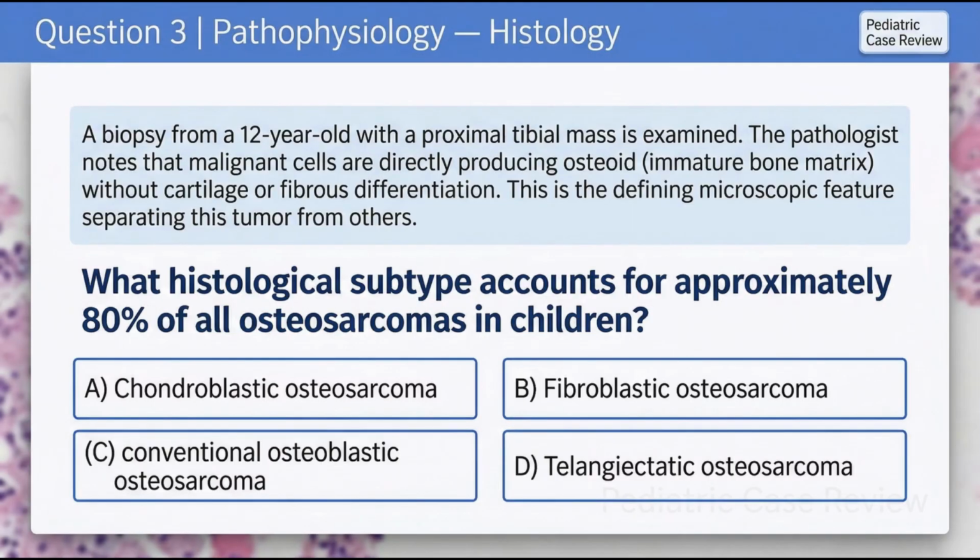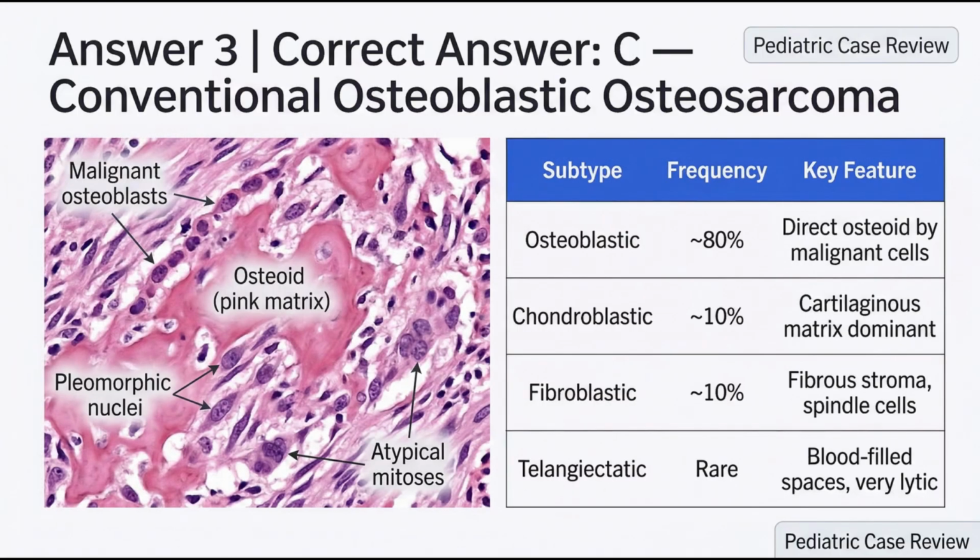Question 3. Pathophysiology, histology. A biopsy from a 12-year-old with a proximal tibial mass is examined. The pathologist notes that malignant cells are directly producing osteoid, which is immature bone matrix, without cartilage or fibrous differentiation. This is the defining microscopic feature separating this tumor from others. What histological subtype accounts for approximately 80% of all osteosarcomas in children? Option A, chondroblastic osteosarcoma. Option B, fibroblastic osteosarcoma. Option C, conventional osteoblastic osteosarcoma. Option D, telangiectatic osteosarcoma. The correct answer is option C, conventional osteoblastic osteosarcoma.